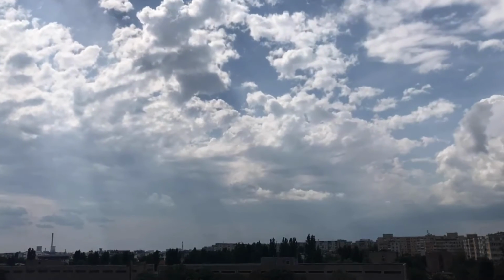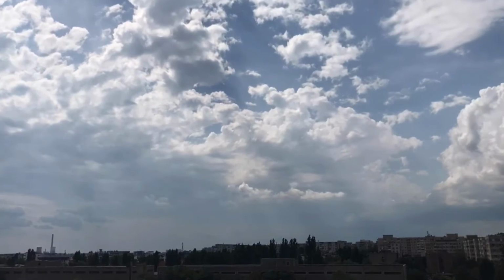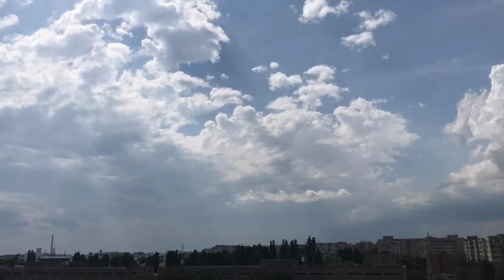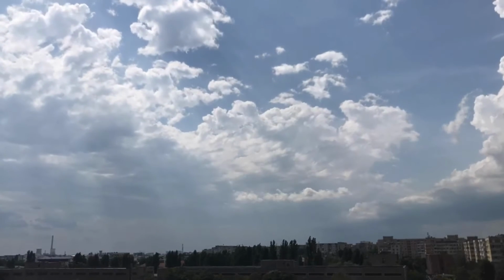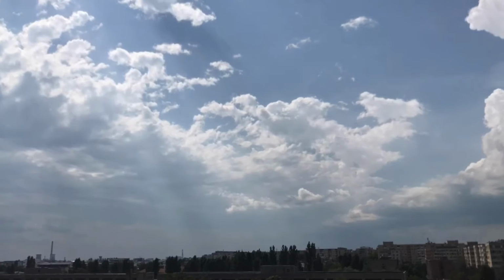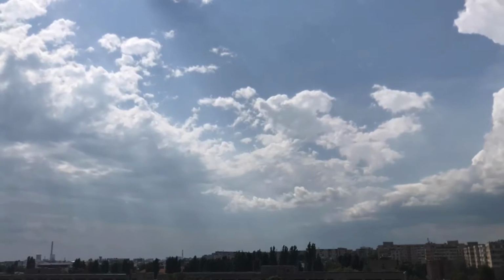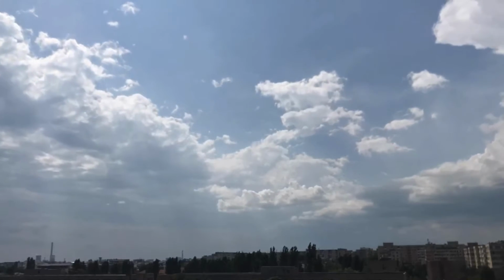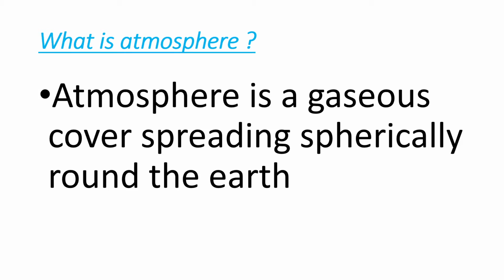When you look at the sky, if it is the afternoon, you will see the clouds or the blue sky. If it is the night time, you will see stars, planets, and sometimes the moon. You see all these objects through the atmosphere, but you cannot see the atmosphere. What is this atmosphere? The atmosphere is a gaseous envelope spherically surrounding the Earth. It spreads up nearly 700 kilometers from the Earth's surface.